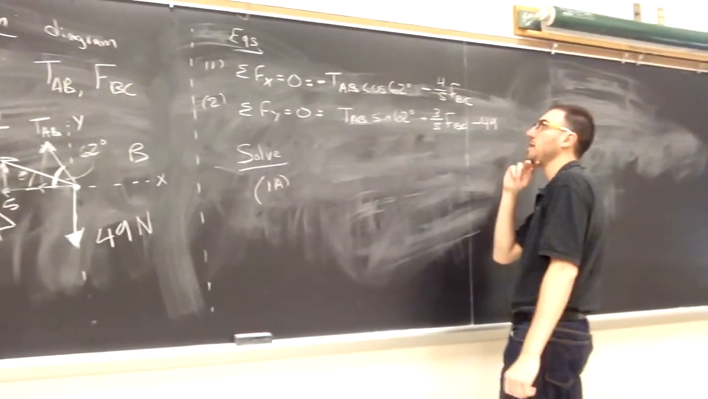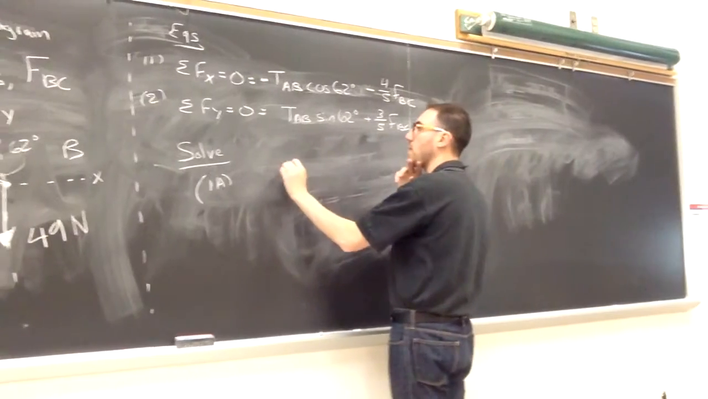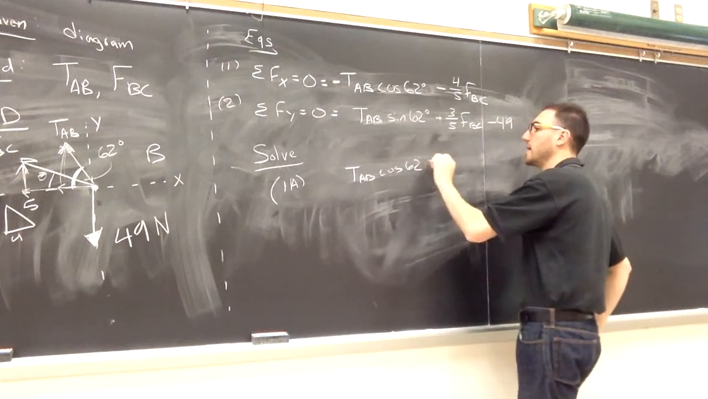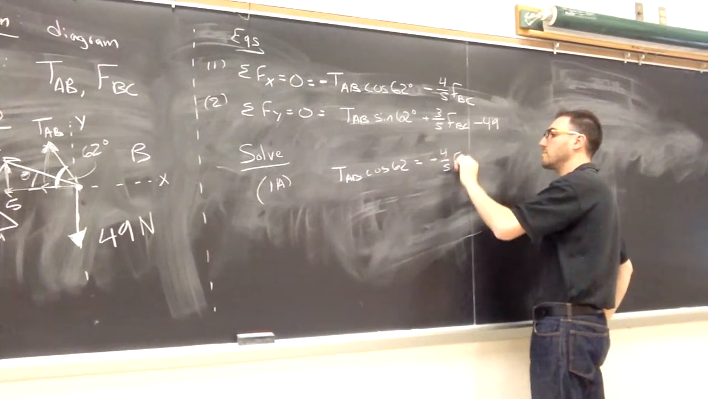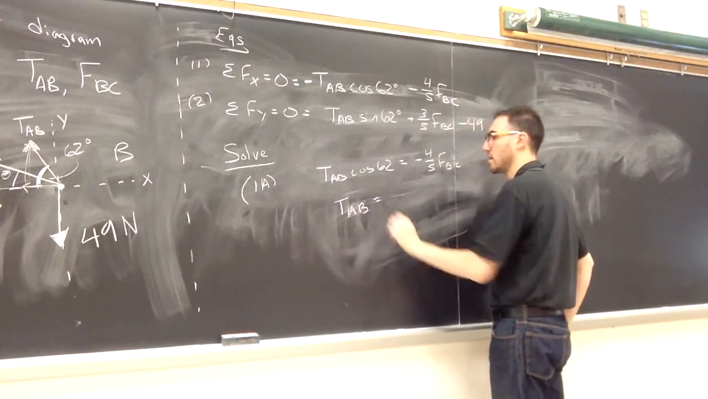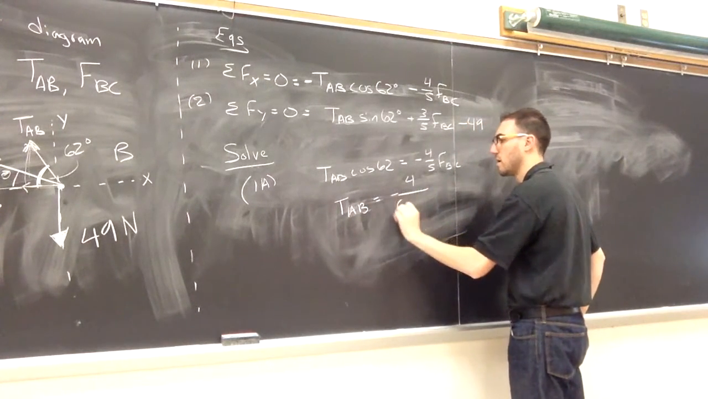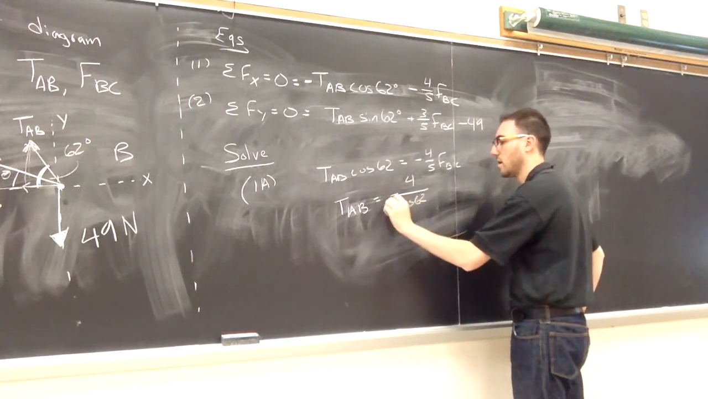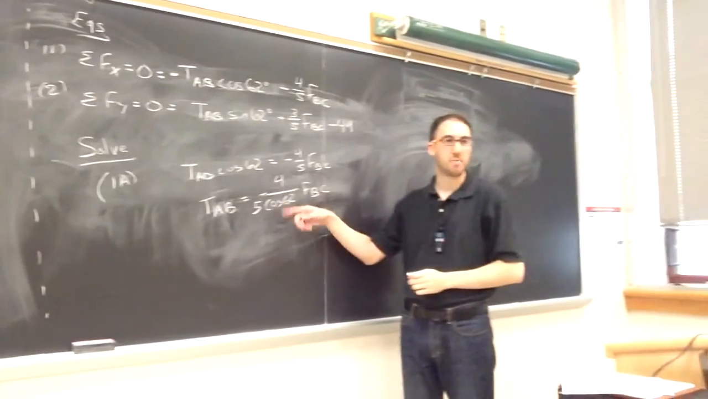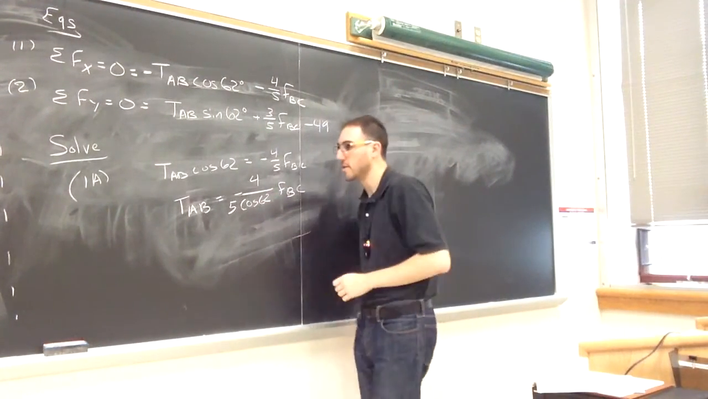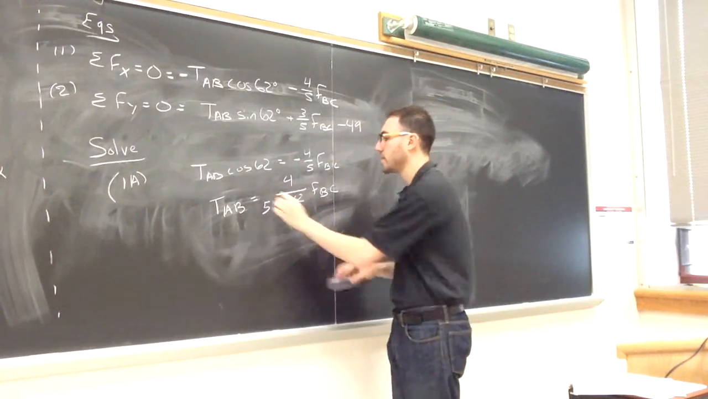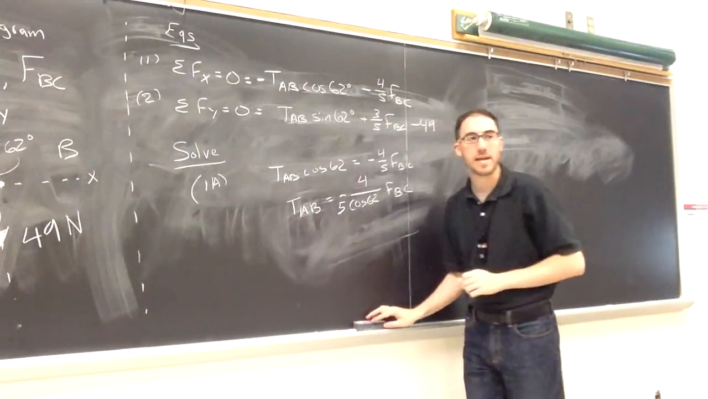I can start with equation number 1 and make a substitution here. I can put TAB cosine 62 on my left-hand side. And I can isolate TAB. I would probably put this as a decimal. I didn't do that in my notes though. But I can isolate TAB and say it's negative 4 over 5 cosine 62. Whatever that would be as a decimal would be okay.